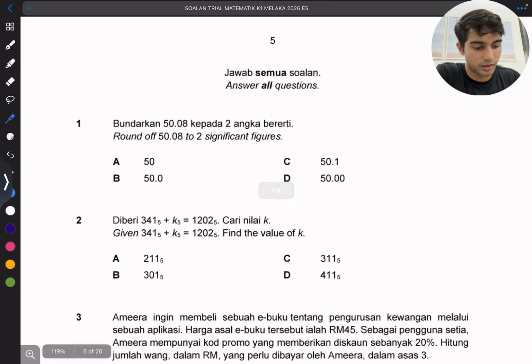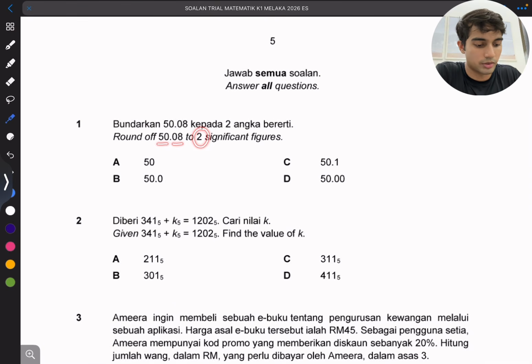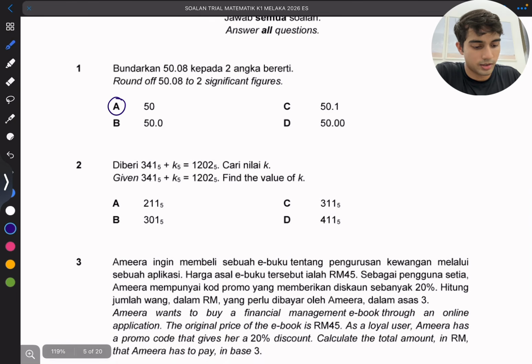Question 1. Round off 50.08 to 2SF. Okay, so here we have 1, 2, 3, 4 significant figures. They only want us to do 2SF, which means 1, 2. So it's just 50. Okay. Right, the next one.